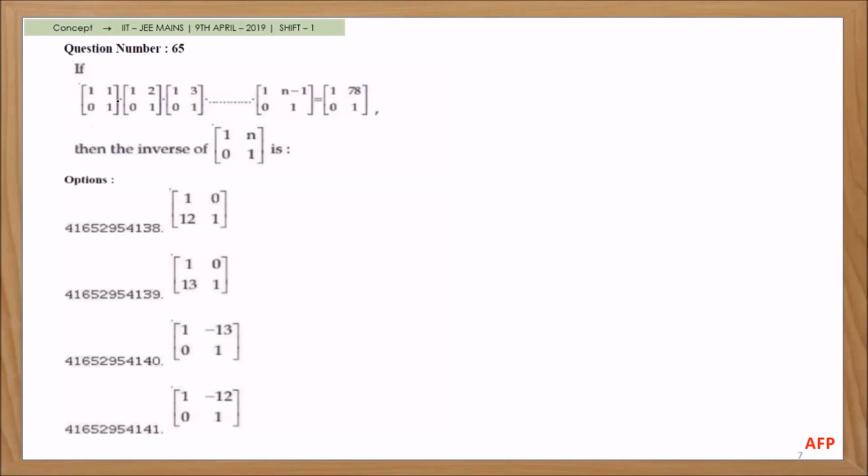Next problem. If this product of the matrices is given as one matrix, then find the inverse of this matrix. You are supposed to find the n value, then only you are going to get the inverse of this matrix. First we will take the product of these two matrices. If you take the product of these two matrices, 1 plus 0 you got 1, 1 plus 2 as it is we will write, 0 plus 0 you got, next 0, 1 you got. So this matrix you got when you multiply the first two matrices.